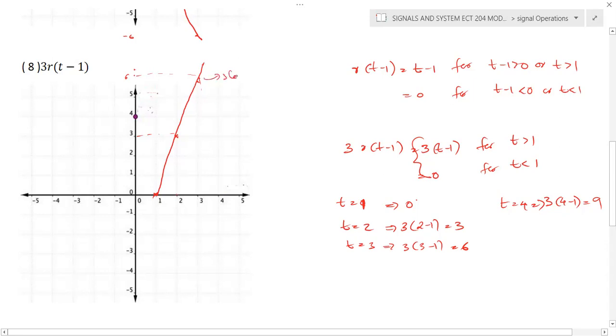So the slope of the line is 3. Okay, if you take change in y by change in x, this is the change in x-axis, that is 1 unit, and for this corresponding change of 1 unit, you will get a change of 3 units. Okay, so that's why the slope is 3. It's a shifted version of a ramp signal plus the slope change.